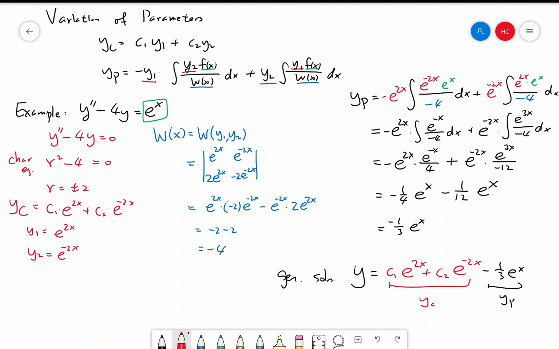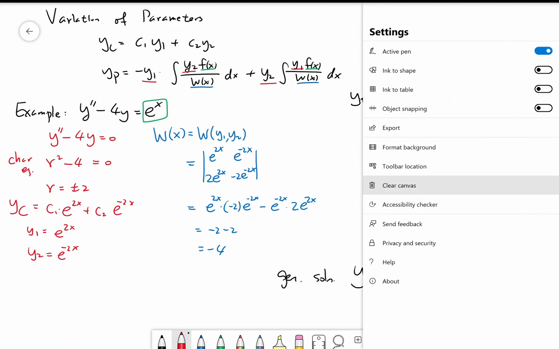Alright, so let's use a different method to solve this differential equation. So let me copy the differential equation here again. y double prime minus 4y equals e to the x. The complementary part is exactly the same. We're not going to go over it again. So the complementary solution is c1 times e to the 2x plus c2 times e to the negative 2x.